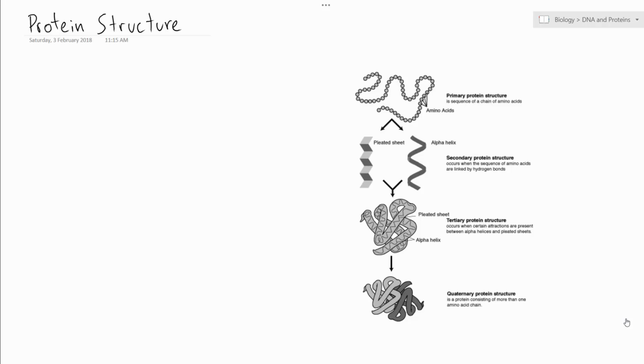Once a polypeptide's been made inside of a cell, there's a little bit more work that needs to go on in order for it to become a protein. So we see four main levels of protein structure that are required in order for us to turn a polypeptide into a fully fledged protein with a specific shape.